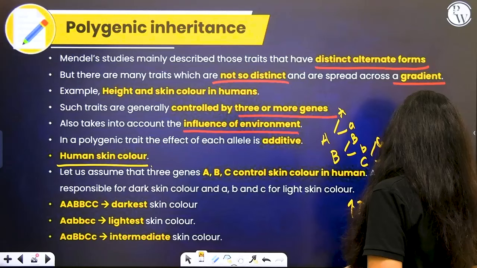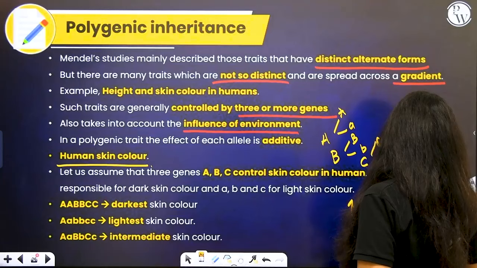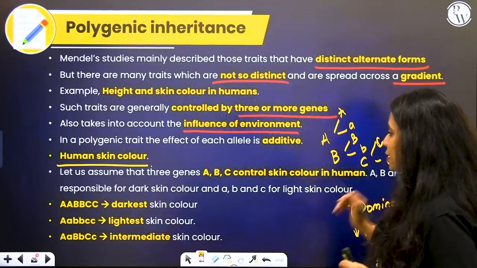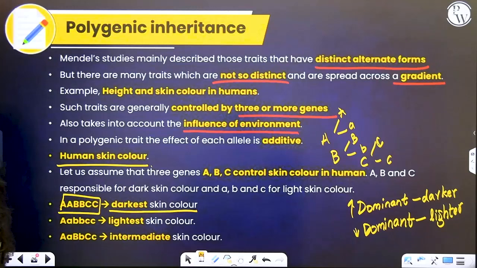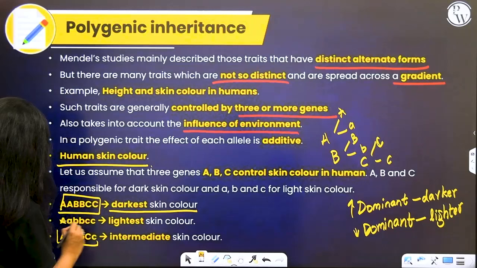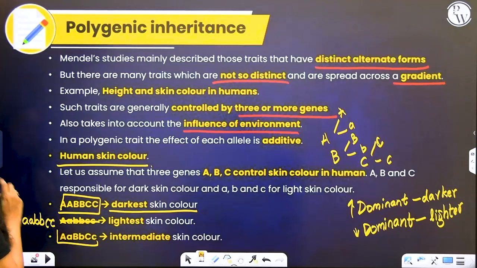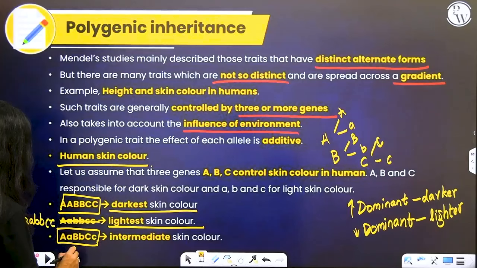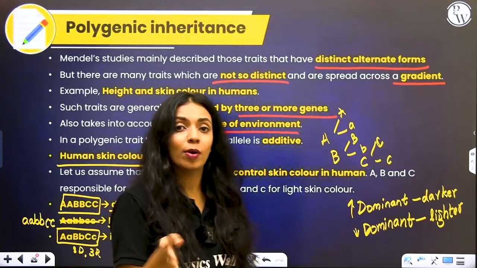For example, what is the maximum number of dominant genes? 6. So if all of them are dominant, that is the darkest skin color. If all of them are recessive, so this is incorrect. This has to be capital A, capital A, lowercase b, lowercase b, lowercase c, lowercase c. If all of them are recessive, that will be the lighter skin color. If it has 3 dominant and 3 recessive, it will have intermediate skin color. You can have 5 dominant, 1 recessive, 5 recessive, 1 dominant, 4 dominant, 2 recessive. So many different combinations in this.